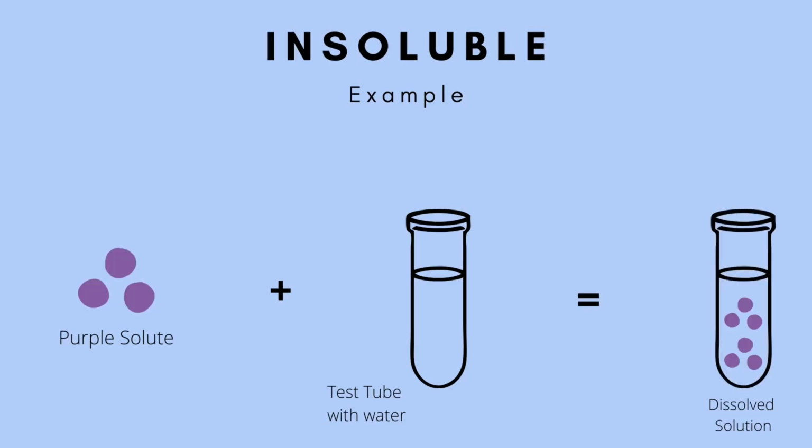Let's look at the example of insoluble. We have the purple solute. It is added to the solution of water, which is in the test tube. We mix them together, and then the purple solute does not dissolve. That means purple solute is insoluble in water.